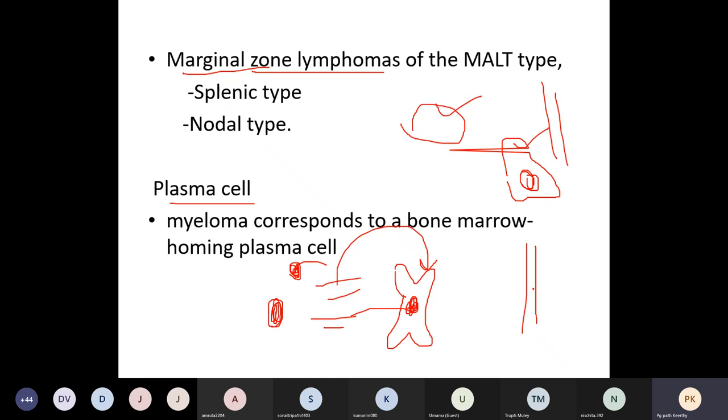GALT or maltoma, right? Maltoma. So which type of lymphocytes are they? B lymphocytes, right? Now tell me, obviously they are malignant, right? Are they going to involve your bone marrow, or are they going to spill into your blood?